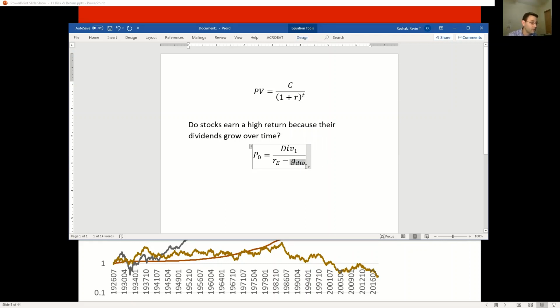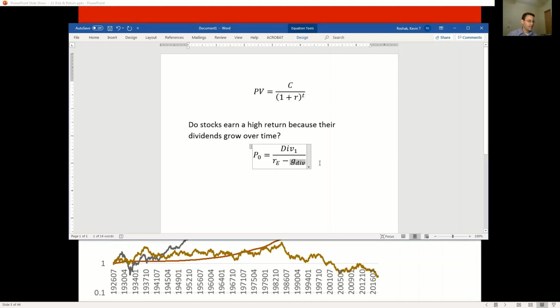What we're after is R, right? R is the return you get from holding the stock. The fact that G on dividends is higher than G on treasury bills can't explain R. G should be priced in separately from R.